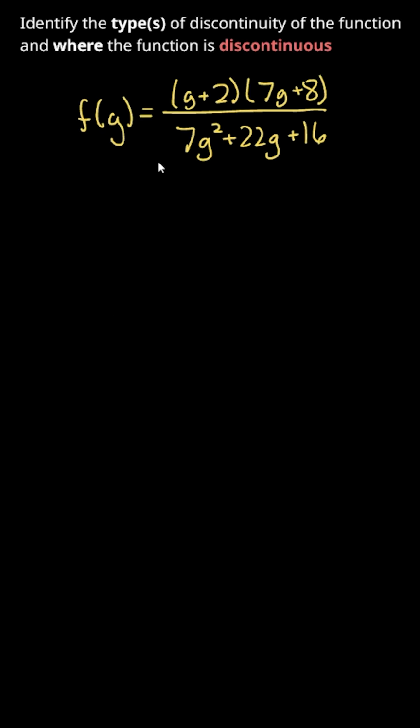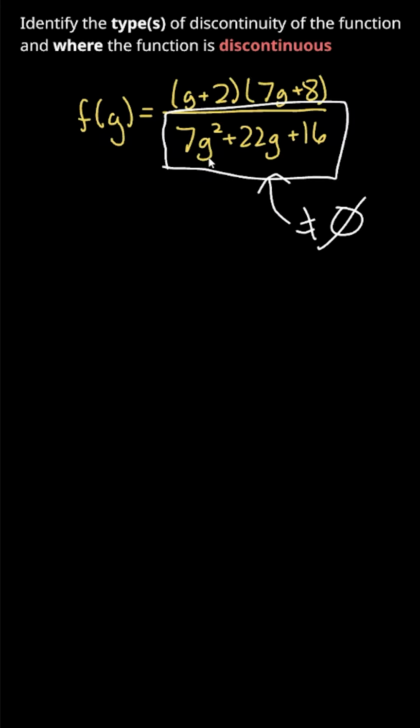I'm interested to see your gut reaction for this discontinuity. So starting off, we have a polynomial down in the denominator, and of course, a denominator cannot equal 0. But we have to figure out what values of g make the denominator 0.